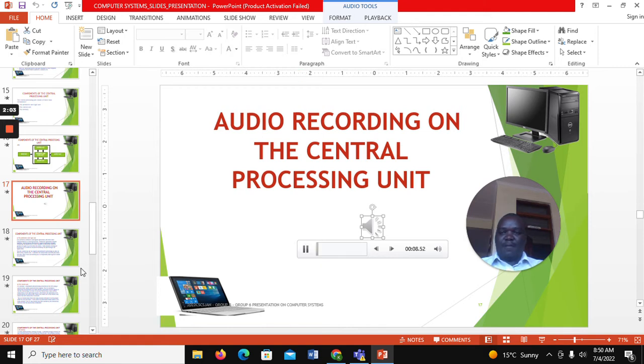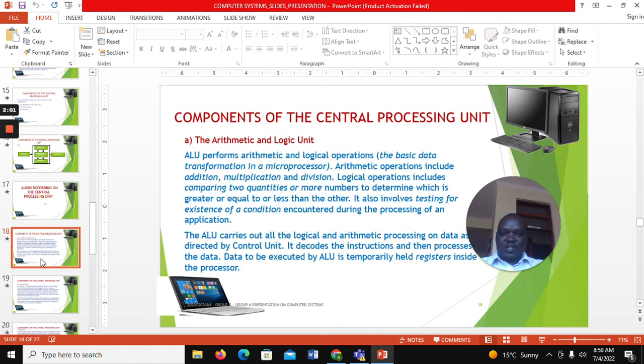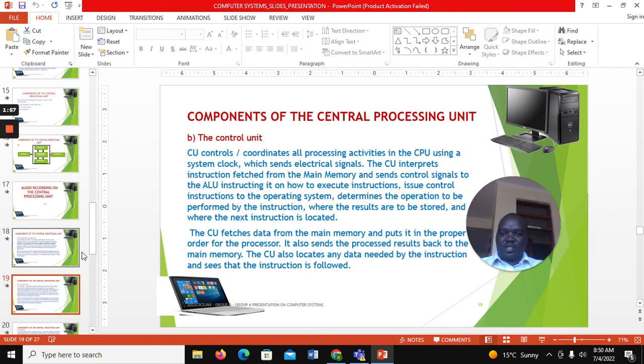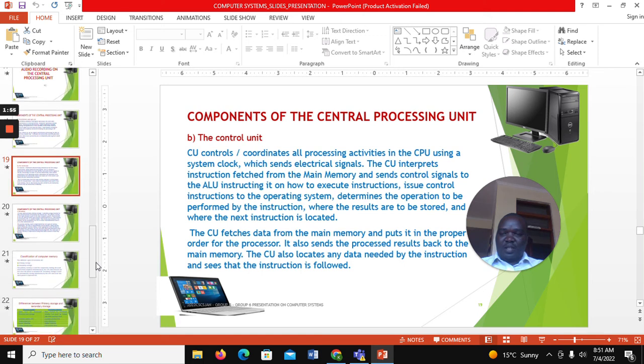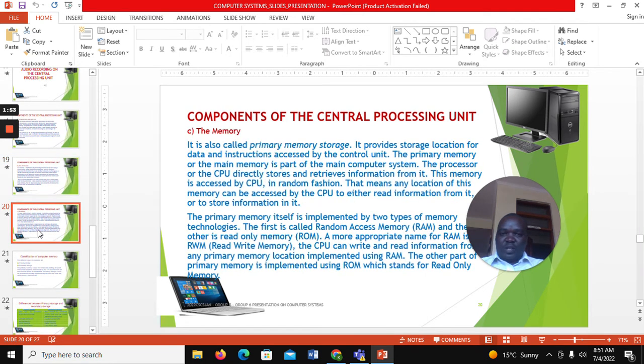So it's okay. Components of the central processing unit there, we can see the arithmetic logic unit, and then from there you can see other components, the memory.